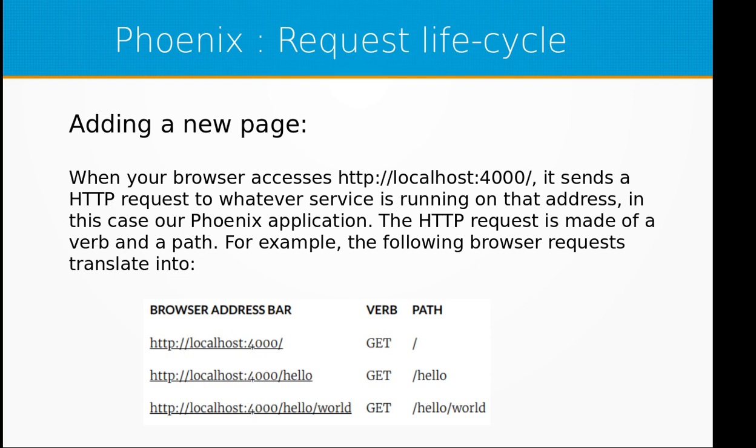Okay. When your browser accesses localhost:4000, it sends an HTTP request to whatever service is running on that address. In this case, our Phoenix application. The HTTP request is made of a verb and a path. For example, the following browser requests translate into the verb part and the path part. So all of these have the GET verb, but the paths are different. The paths have hello, hello world.